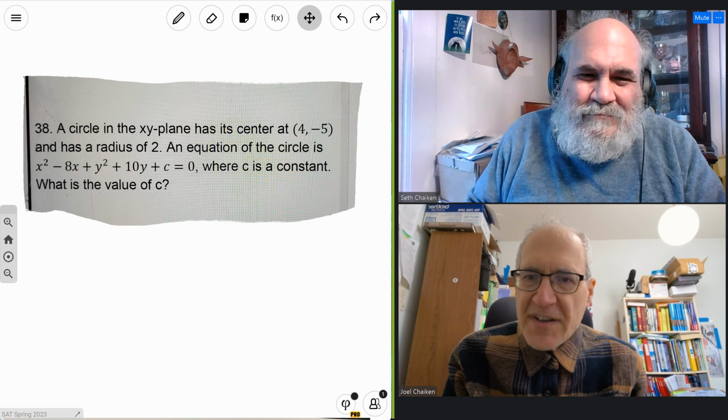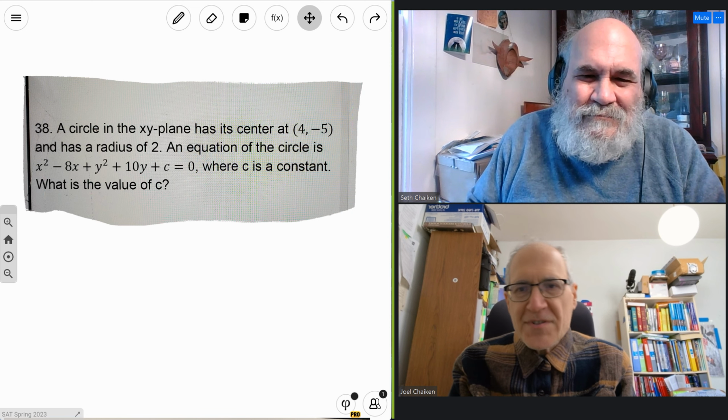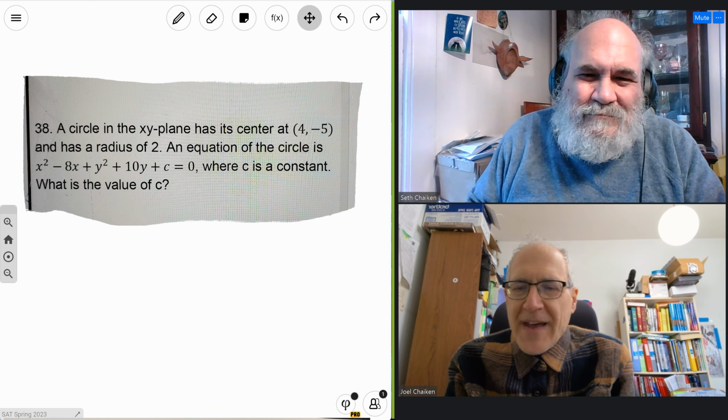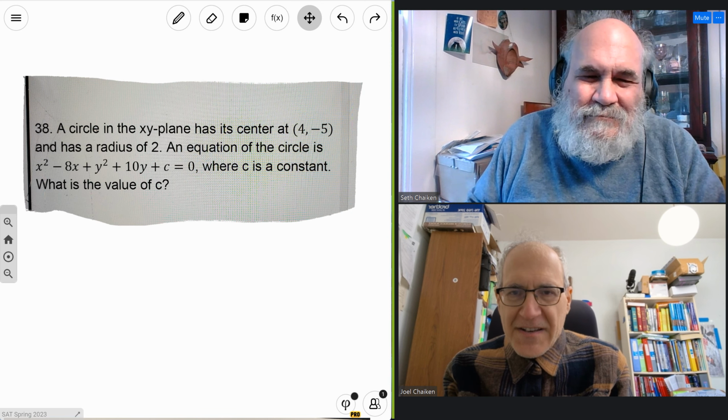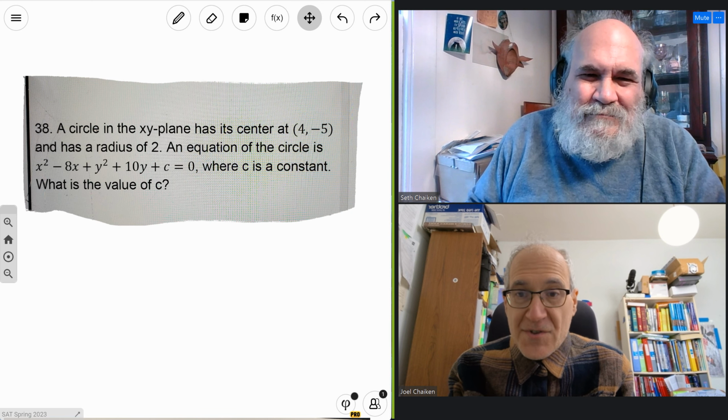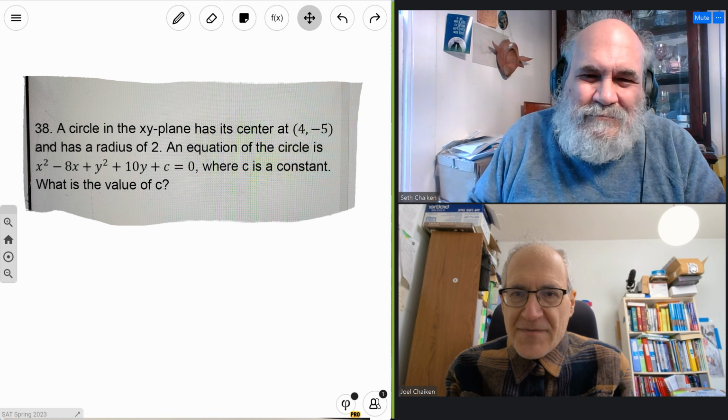Here's our question. Please read it, try it, pause the video, come back, and we'll do it here. A circle in the xy plane has its center at (4, -5) and has a radius of 2. An equation of the circle is x squared minus 8x plus y squared plus 10y plus c equals 0, where c is a constant. What is the value of c?